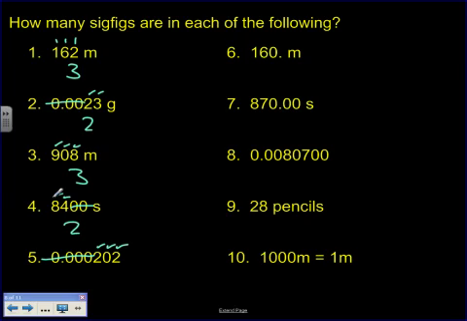Number 5, leading zeros, again, cross them out. The captive 0 in between the 2's counts, so that's 3. Go up to number 6, there's a decimal given, explicitly stated, so that means that 0 is significant. Okay, so that's 3 sig figs.